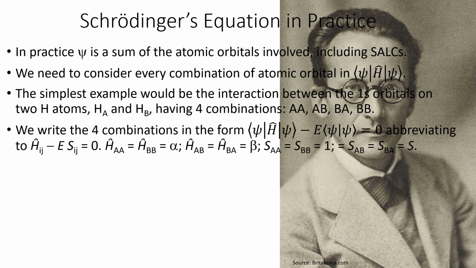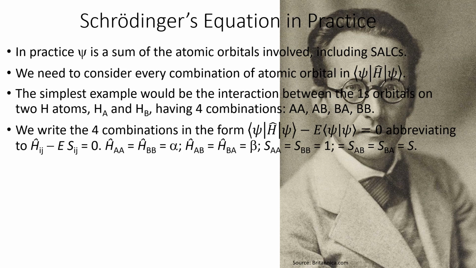And so we're going to do some further abbreviations. So HAA will be equal to HBB, because this is just going to be the energy of the 1s orbital on the hydrogen atom, and so this just gets simplified to alpha, just the orbital energy. But these cross terms HAB, well, HAB will equal HBA, and we're just going to abbreviate that to beta. It's the interaction energy. Then the overlap integrals, SAA equals SBB equals 1, because the wave functions are normalized. And we're going to say SAB equals SBA, and we'll just call that S.